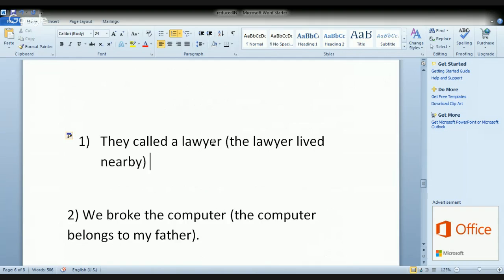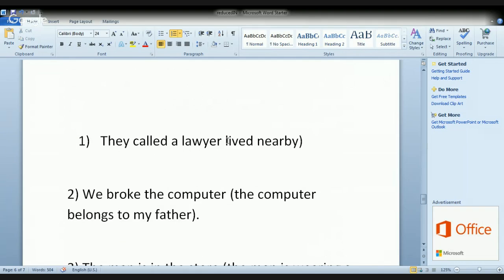They called a lawyer, and the lawyer lived nearby. So what we'll do is take out the lawyer, because we don't need the lawyer in there 2 times. And even though this is in the past simple, we'll just change it to the present participle, the verb plus ing. So our new sentence is, they called a lawyer living nearby. Okay, and so this is the first part. This is the first example that we saw today.